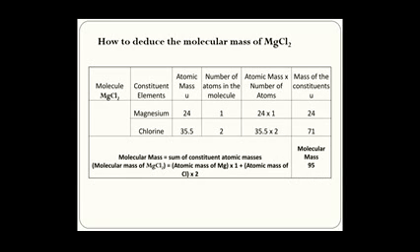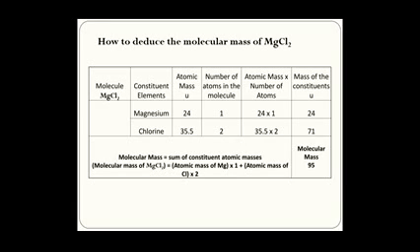Now, we will take another example. Deduce the molecular mass of magnesium chloride. First step, constituent elements: magnesium and chlorine. Is there any other element? No, only magnesium and chlorine. MgCl2. So, atomic mass, magnesium 24. Number of atoms in the molecule. How many atoms are there here? Only one, MgCl2. So, Mg only 1. Atomic mass into number of atoms, 24 into 1, that is equal to 24. Mass of the constituents, 24.